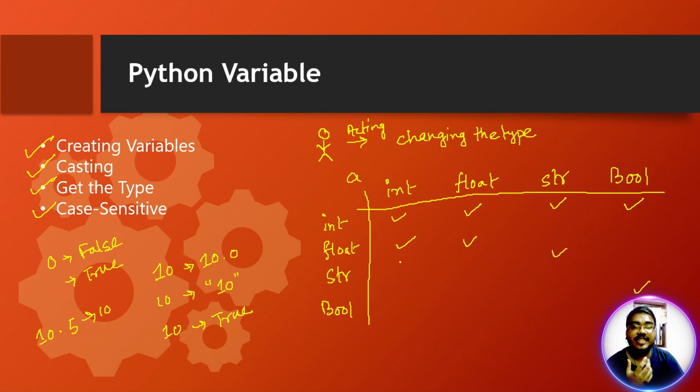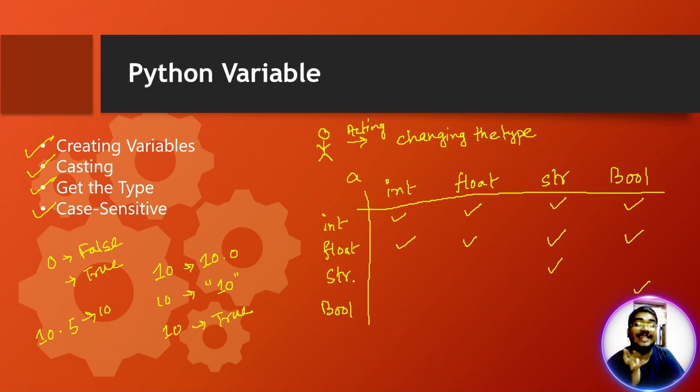Can we change any float to a string? Yes, we can change this into a string. So can we change a float to bool? Yes, obviously, any value is true but 0 is false.